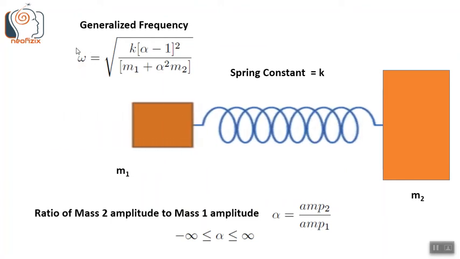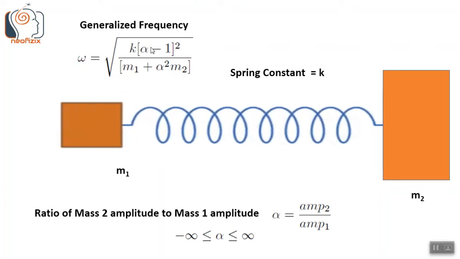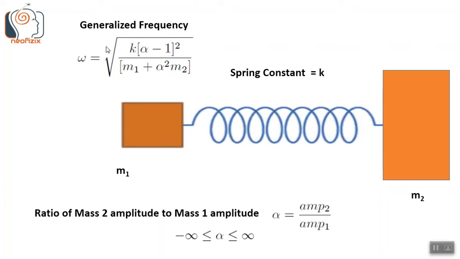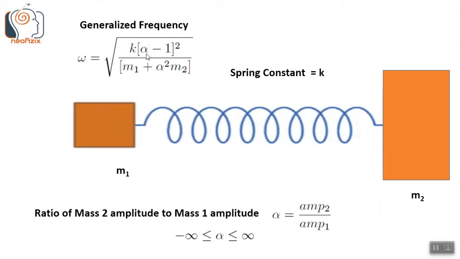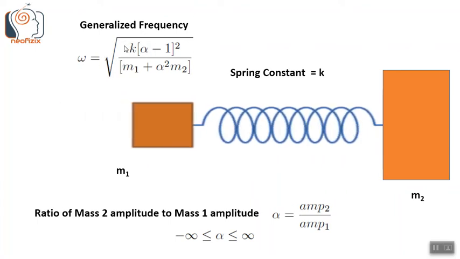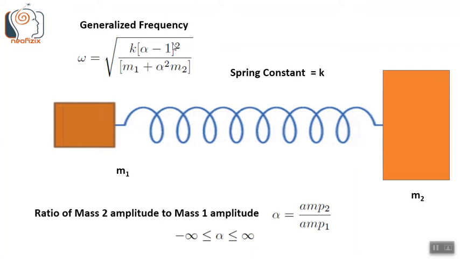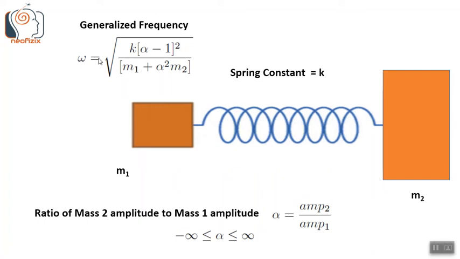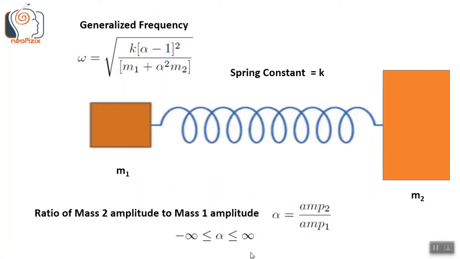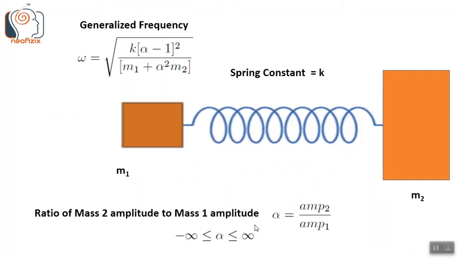From the energy method, we get a generalized frequency which is linked with the amplitude ratio. Different amplitude ratios, alpha, are associated with different frequencies of oscillation. That is, the frequency omega is a function of alpha and it is equal to omega equals square root of k into (alpha minus 1) square divided by (m1 plus alpha square m2). Note here, there is no restriction on the amplitude ratios and all ratios are allowed. That is, alpha can be any real number from minus infinity to plus infinity.